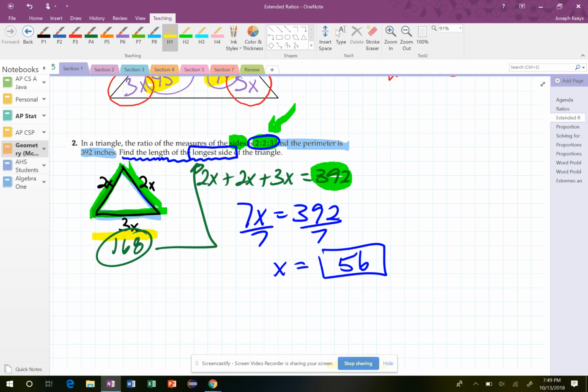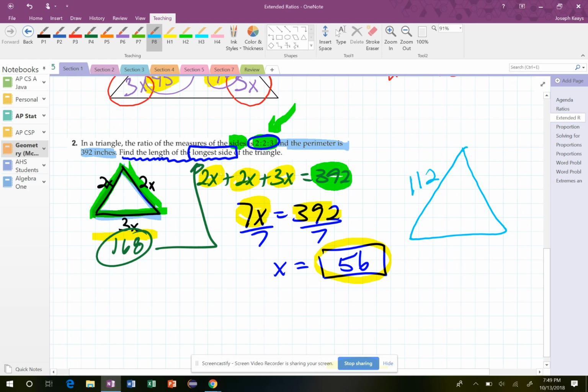So that's what I do. I solve for that. I go 2x plus 2x plus 3x, that equals 7x equals 392. And when I divide by 7, I get 56. So in this case, I can find each and every single side. If I do that, I can plug it in. 2 times 56 is 112. That means this one is 112. And notice that's an isosceles triangle. And then I got 3 times 56. That is 168. So I found all three sides at the end.